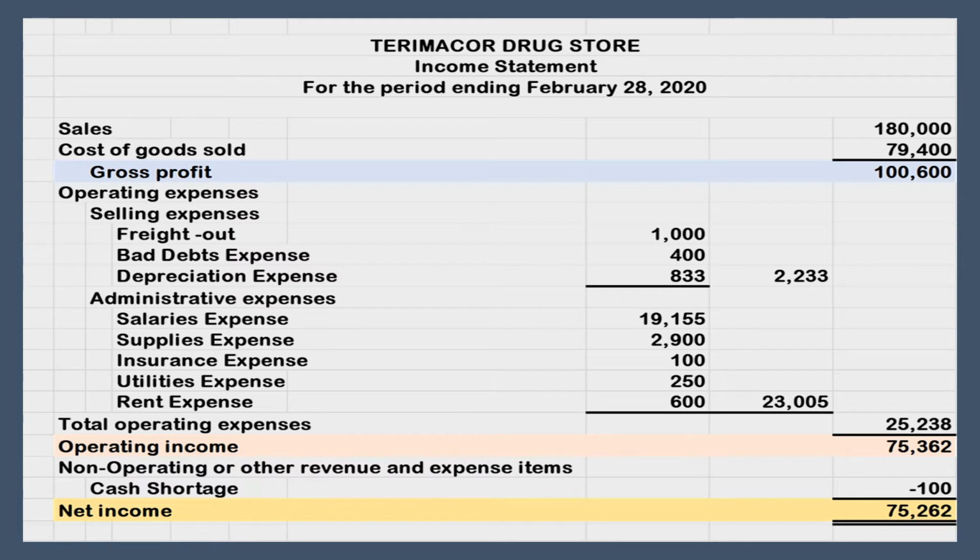So this is the illustration of a multi-step format. This format uses subtotals for the gross margin, then operating expenses, and non-operating expenses. This approach is used when there are many line items, thereby aggregating information for easier comprehension. This is also called classified income statement.